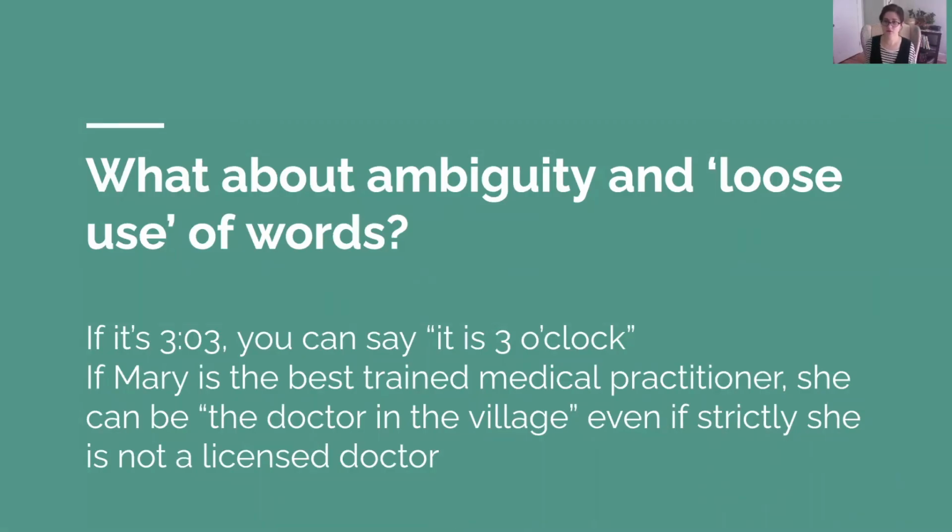Here's another final way of trying to account for contextualism. This final way talks about the concept of ambiguity and loose use. What if "know" is a word that's applied loosely or ambiguously? And that's what explains why it works in some contexts and not in others. Compare "know" now to phrases like "it is 3 o'clock," which are usually thought to be true when uttered even if it's 3:03 and not 3 o'clock. The expression "it's 3 o'clock" is loose or ambiguous, so it can be true even though it's not strictly true. Also consider a case where, suppose that Mary is the best trained medical practitioner in a particular village, even though she doesn't have an MD, she can be referred to as the doctor in the village, even if strictly she's not a licensed doctor, right?